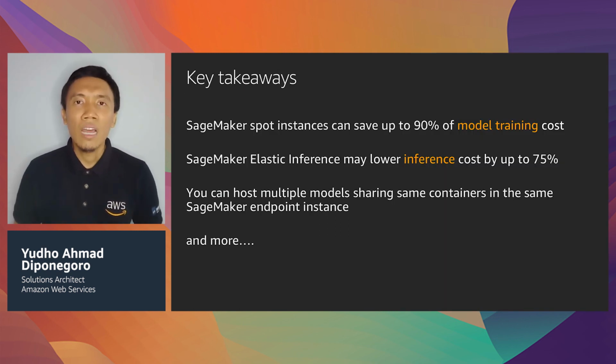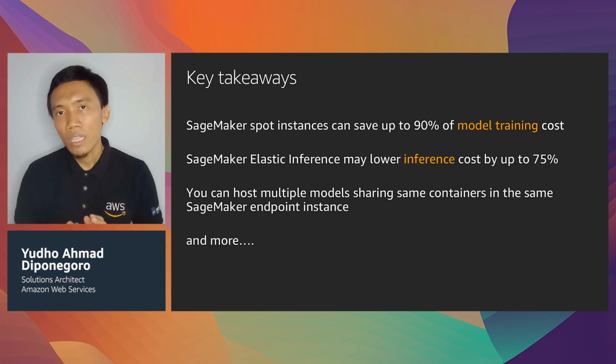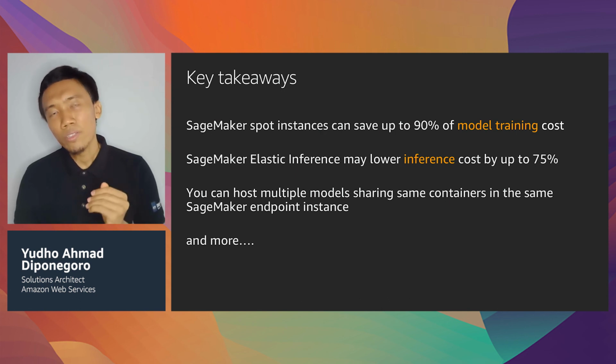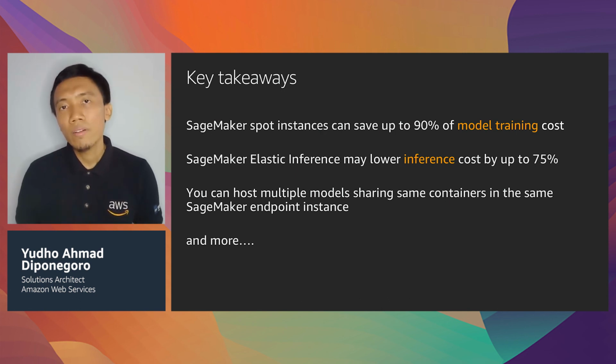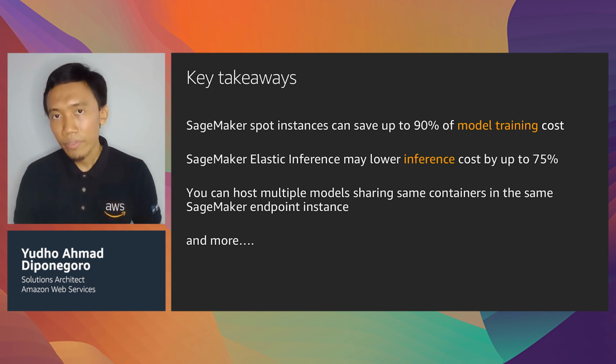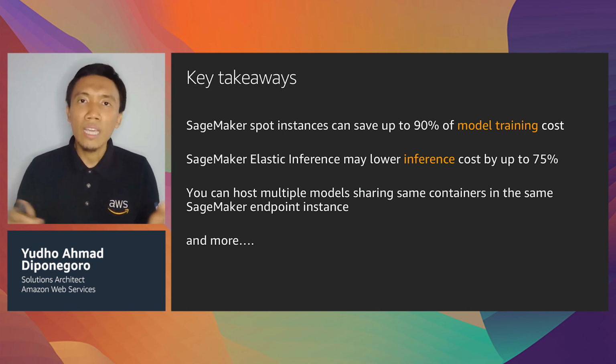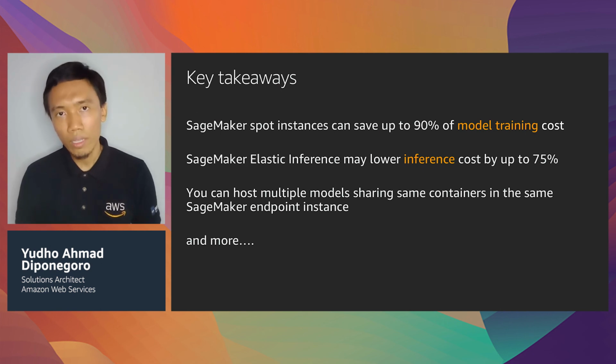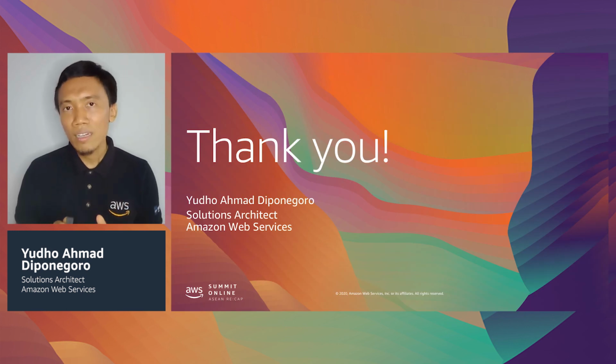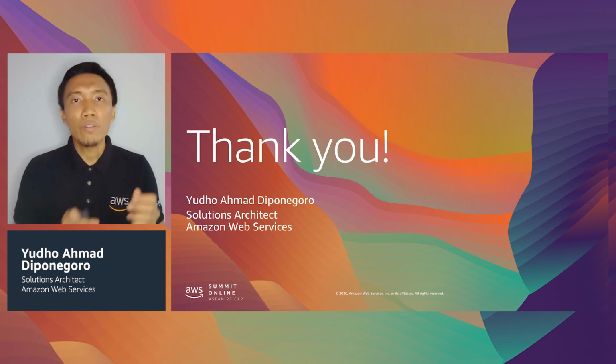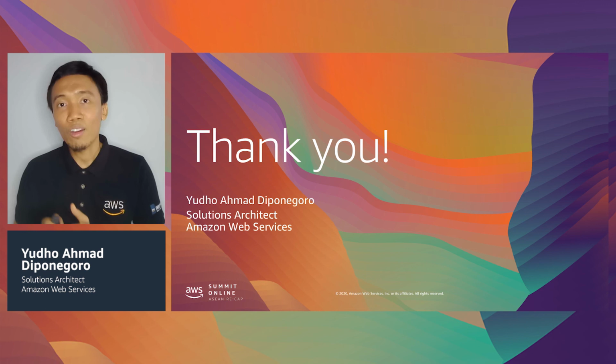So today we have learned how we can use SageMaker Spot instances to save up to 90% of model training costs. We also learned how we can use Elastic Inference to save up to 75% on inference costs. And we know how we can combine multiple models into one EC2 instance for inference, so long as they share the same serving container. And there are many more points that we have learned today. That's all we can learn today about how we can optimize the cost of running our machine learning pipeline from the TCO perspective and also from the running cost perspective.